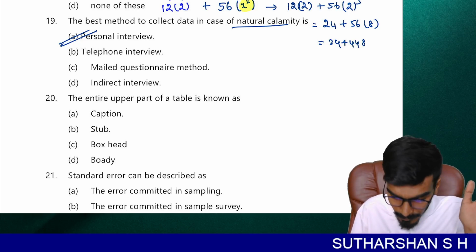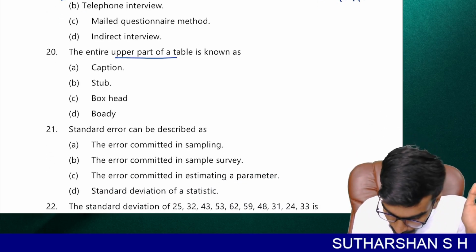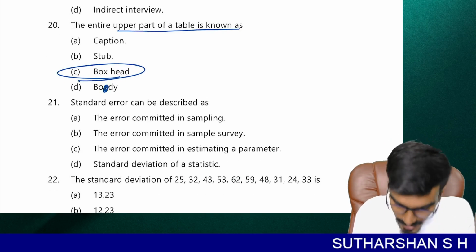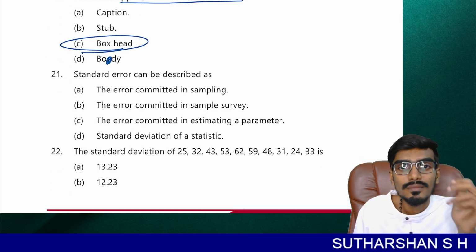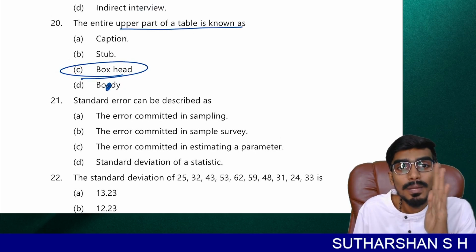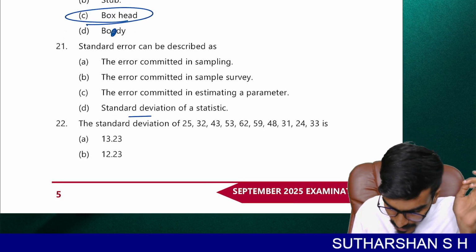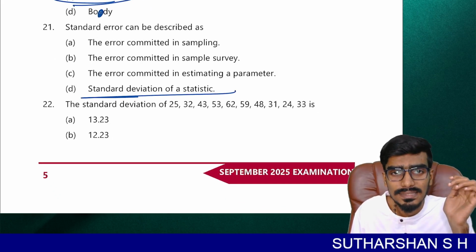We can do it. The entire upper part of the table is known as box set. It is not body, it is box set. Entire upper part of the table is box set. The standard error can be described as, this is a direct question, standard deviation of a statistic.